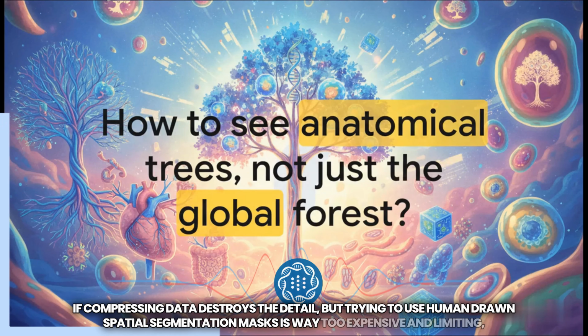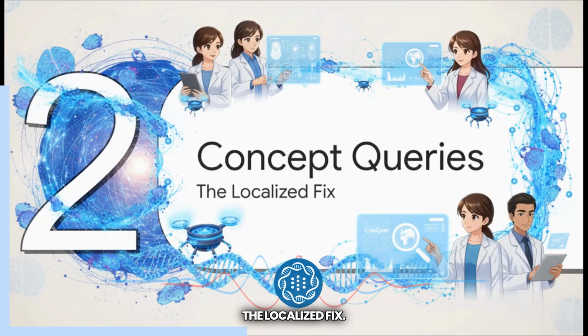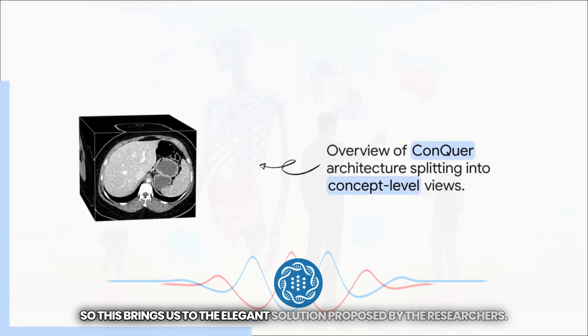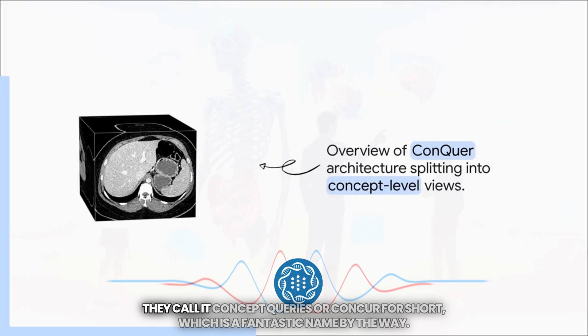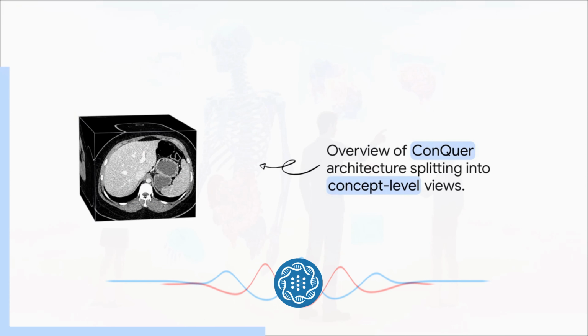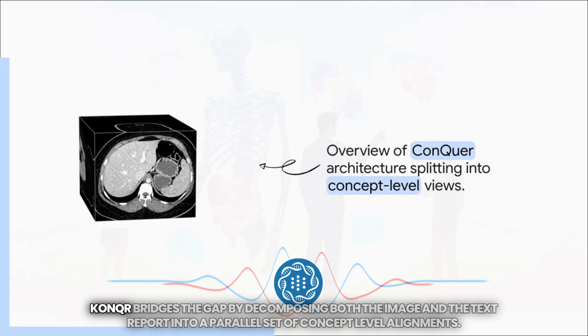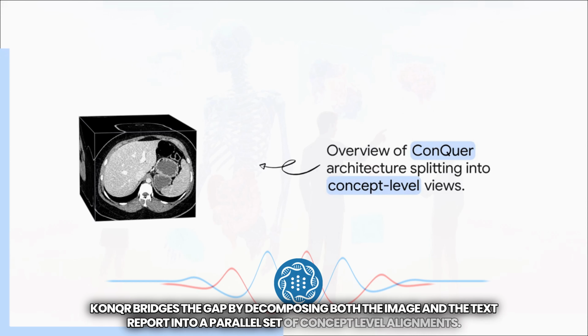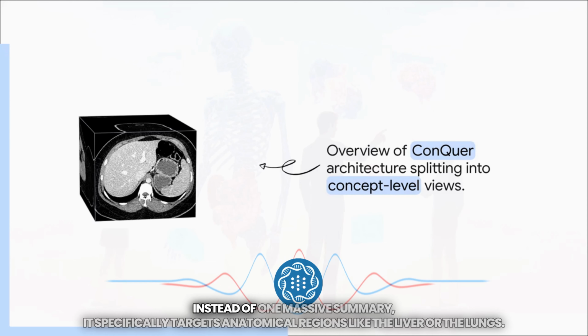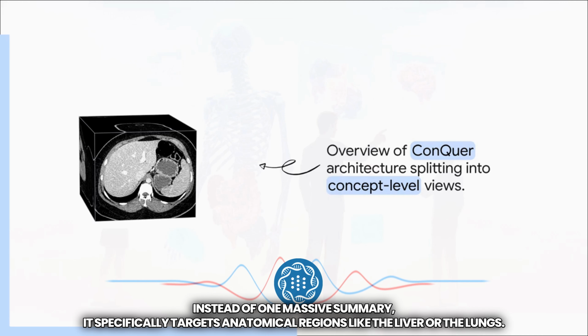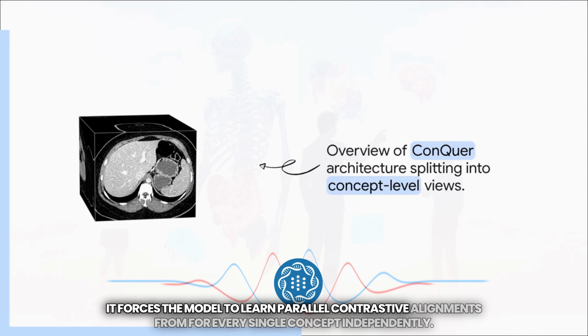Section 2. Introducing concept queries, the localized fix. So this brings us to the elegant solution proposed by the researchers. They call it concept queries, or ConQuer for short, which is a fantastic name, by the way. This is the localized fix to that global compression problem we just talked about. ConQuer bridges the gap by decomposing both the image and the text report into a parallel set of concept-level alignments. Instead of one massive summary, it specifically targets anatomical regions, like the liver or the lungs. It forces the model to learn parallel contrastive alignments for every single concept independently.